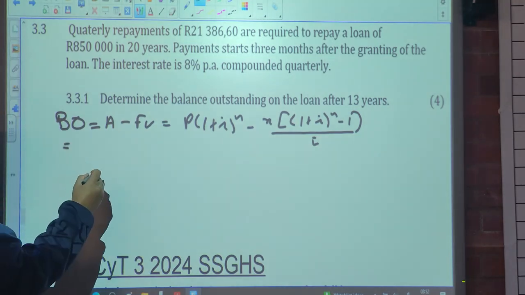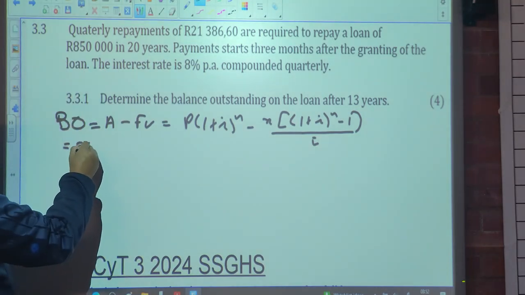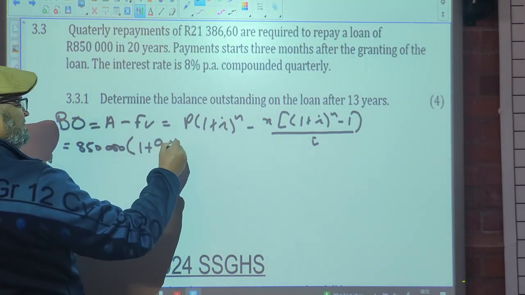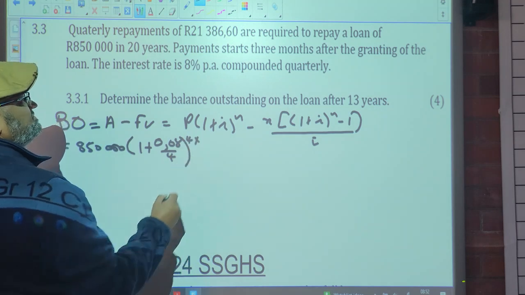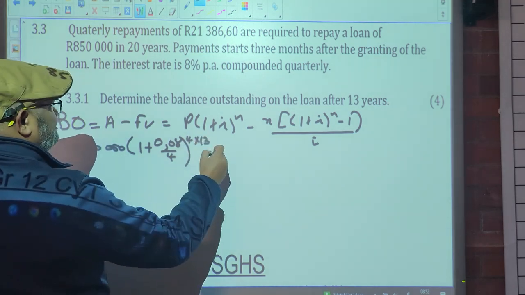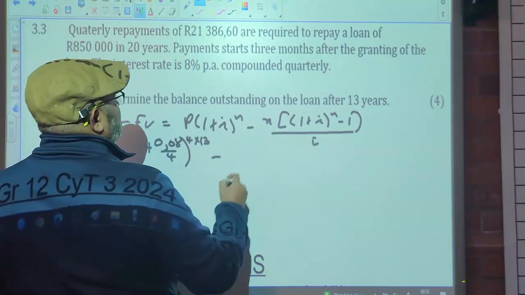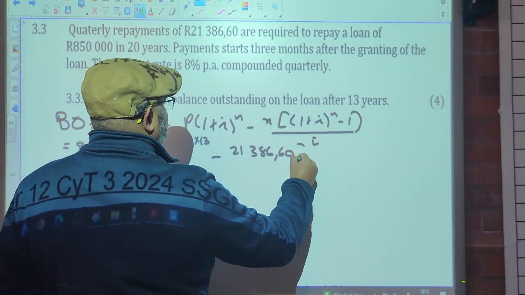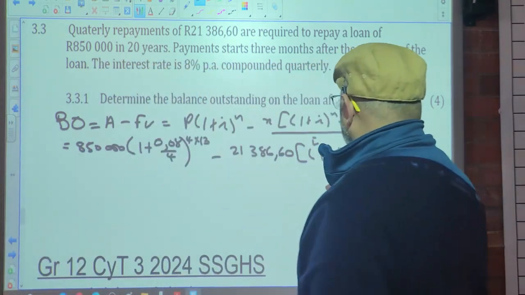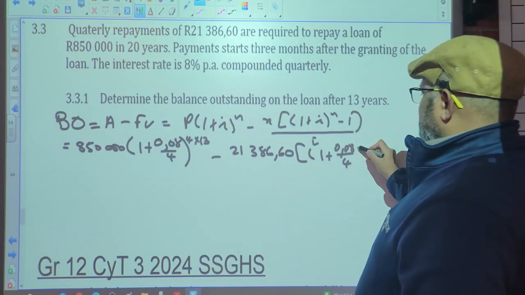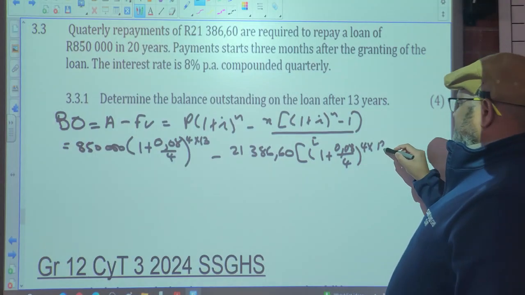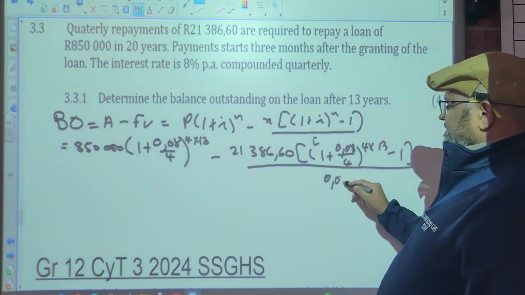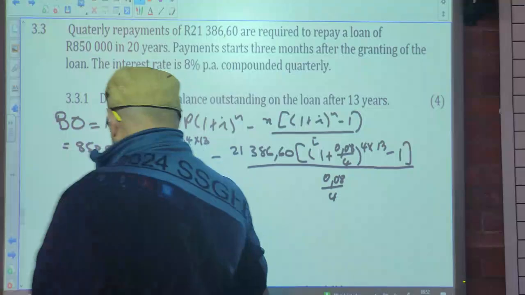Alright, so your P value, the principal amount, is 850,000 into 1 plus i, which is 0.08 over 4, to the exponent 4 times 13 years. Minus x, the payment of 21,386 rand and 60 cents into 1 plus 0.08 over 4 to the exponent 4 times 13 years, minus 1 all over i, which is 0.08 over 4.